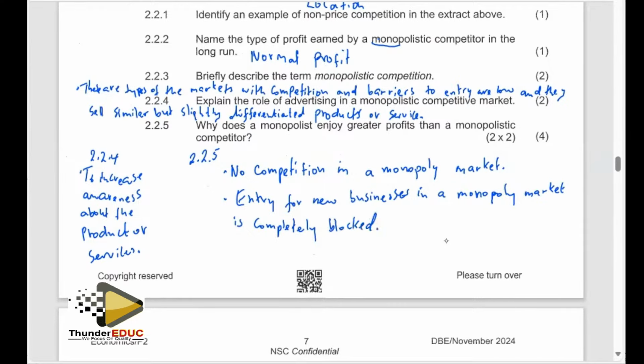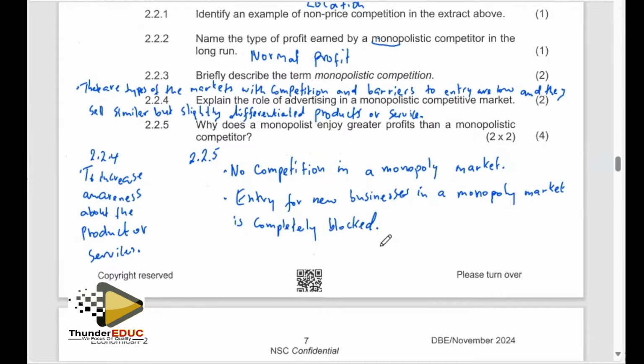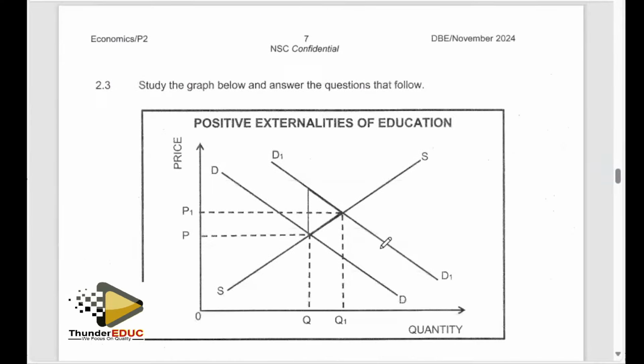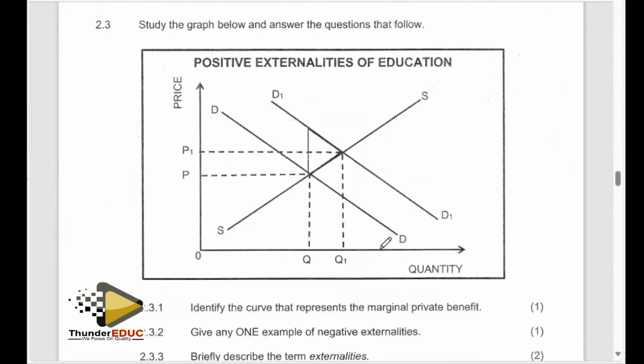Okay, right. Let's move on to the next question, grade 12s. The next question is 2.3. Study the graph below and answer the questions that follow. Positive externalities of education. Okay, right. 2.3.1 reads as follows: Identify the curve that represents the marginal private benefit. The curve that represents that is this curve, which is the D curve.